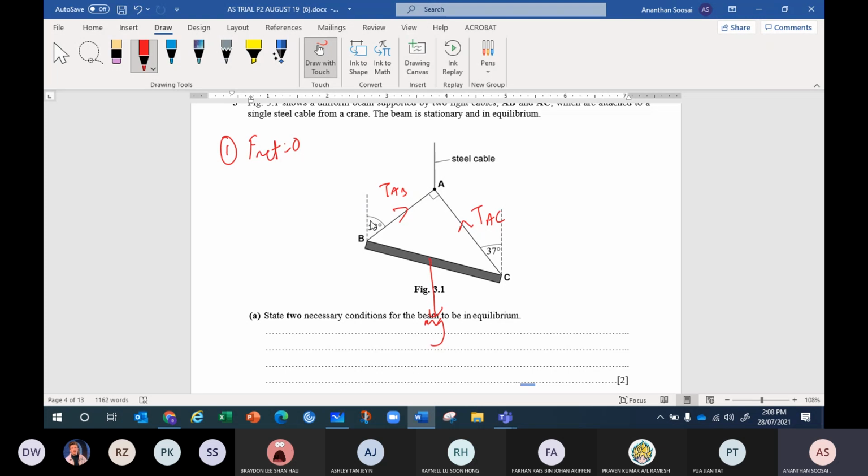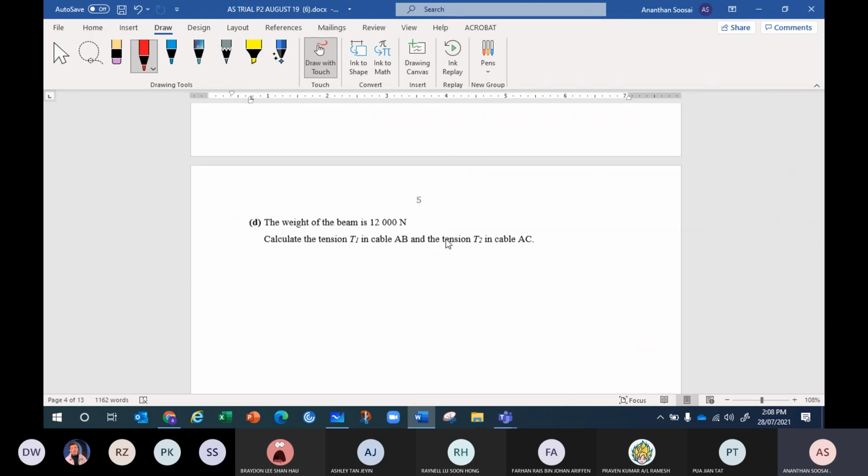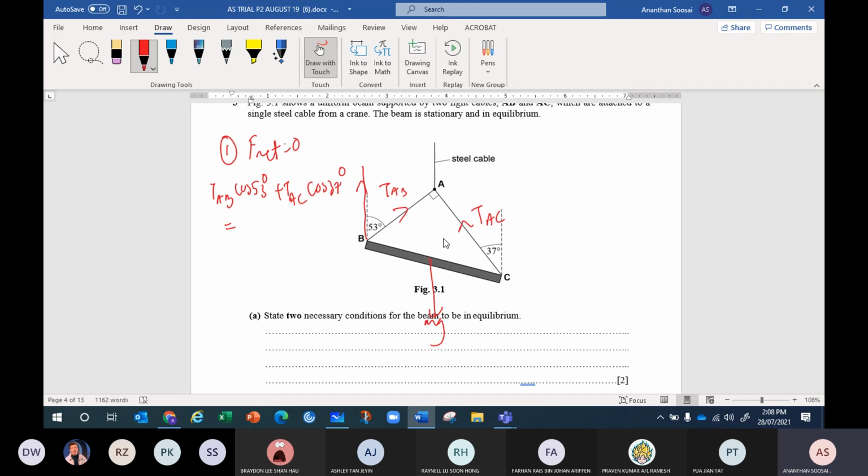So force up is what? TAB, get the vertical component. TAB cos, close to the angle, so TAB cos 53 plus TAC cos 37 should be equal to the force acting down, which is the weight. Weight is 12,000 Newton. So TAB cos 53 + TAC cos 37 = 12,000 N. That is one equation.